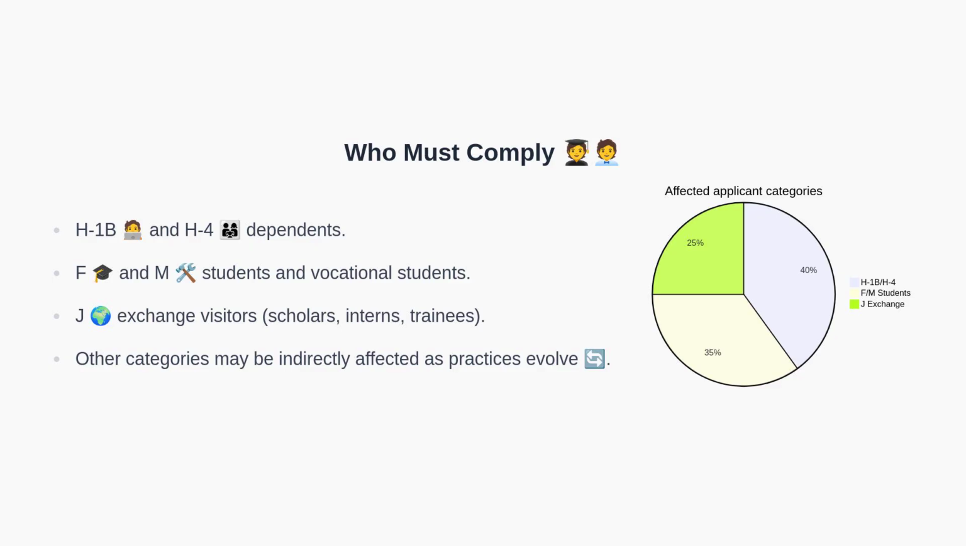Meanwhile, the policy explicitly targets high-volume categories: H-1B workers and their H-4 dependents, F and M students, and J exchange visitors. These groups should assume their social media will be reviewed. Additionally, be aware that practices can evolve. Even applicants outside these categories may encounter similar expectations over time as screening tools and guidelines expand.